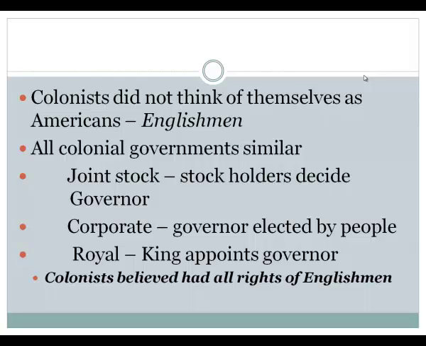Now, the colonists never did think of themselves as Americans. They always considered themselves Englishmen. And to repeat some of what we had in the last chapter, all colonial governments are similar in the fact that in the joint stock company, the stockholders decide who's going to be governor. In the corporate colonies, the governor is elected by the people, and in the royal colony, the king appoints the governor. No colony ever starts out as a royal colony. It only becomes a royal colony when the king pulls its charter. And I cannot repeat often enough, the colonists believed they had all the rights of Englishmen in this new world.